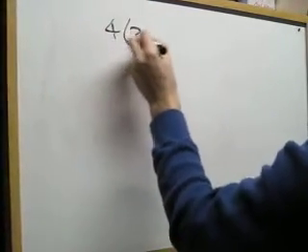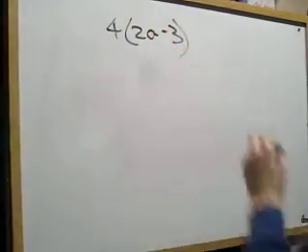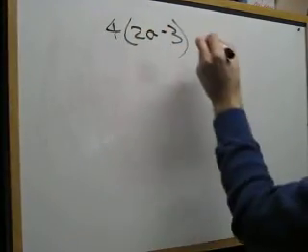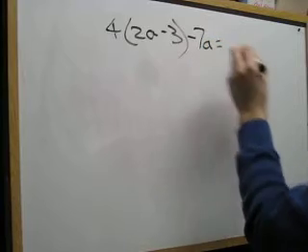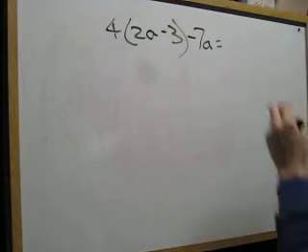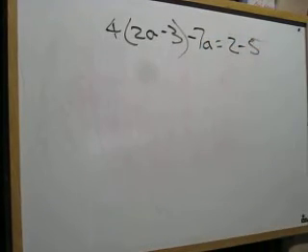Okay, let's continue on. A couple examples here. Let's do page 272, example 9. 4 times (2a minus 3) and minus 7a, and let's make that equal to 2 minus 5. Alright, not as scary as it looks. It starts out looking a little overwhelming, but we'll just use the information that we've learned so far and continue on.